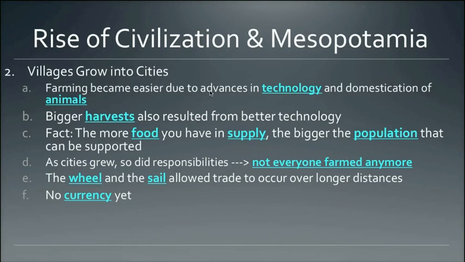As I mentioned, there's no currency yet. We have not found any currency. We're looking at humans around the time of the first civilization here. We know they bartered, but they did not have coins or paper money or anything like that yet.